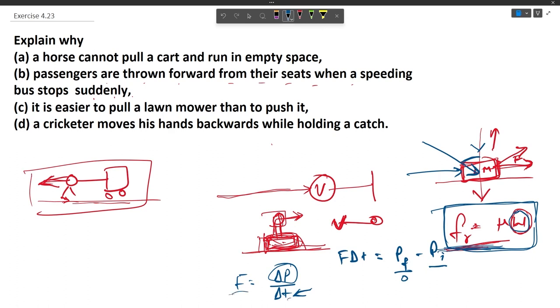Thereby, if delta t is increased, force is decreased. If delta t increases, force decreases. Thus the effort to catch the ball reduces when the cricketer pulls his hand backward, because delta t has increased, and therefore the ball is caught easily.